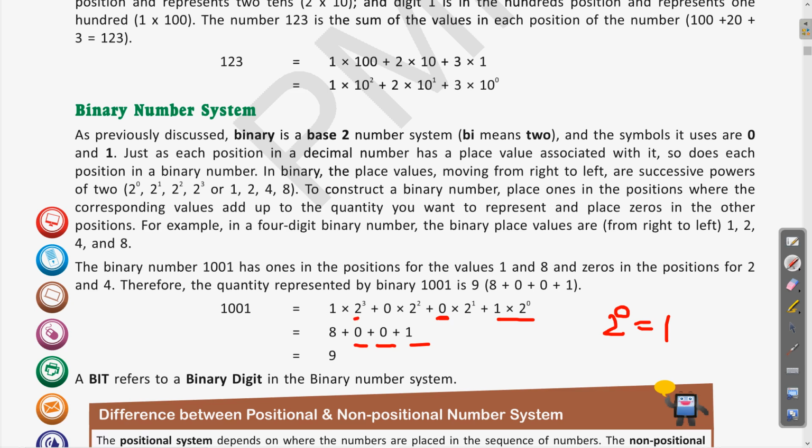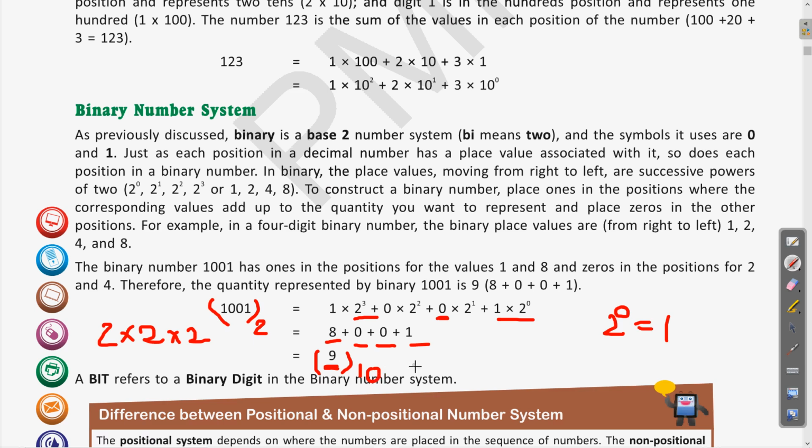Then 2 to the power 3. Don't confuse that it will be 6. 2 to the power 3 means 2 multiplied by 2 multiplied by 2. So is it 6? No, it is 2 to the power 2, that is 4, into 2, that is 8. So 2 to the power 3 will be 8. So 8 plus 1 is equal to 9. What we have done is converted this binary number into a decimal number. Clear? So the decimal equivalent of this number is 9 in base 10, that is the decimal number system. I hope this is clear.